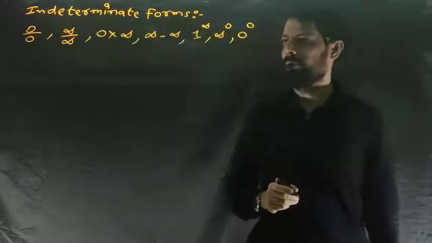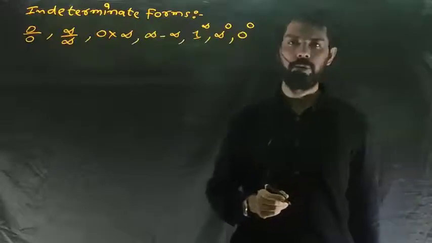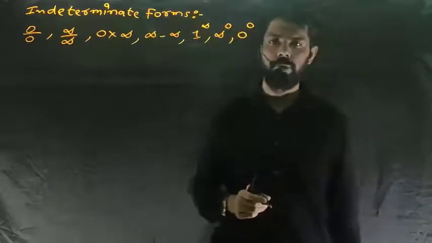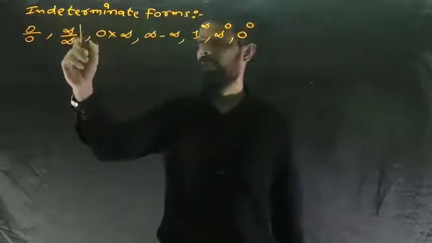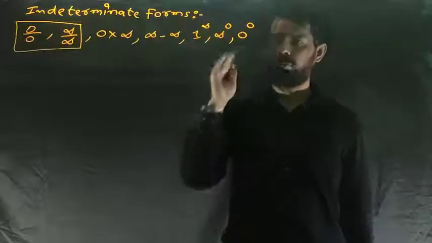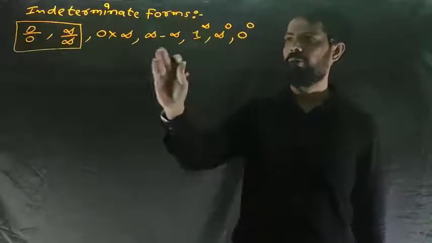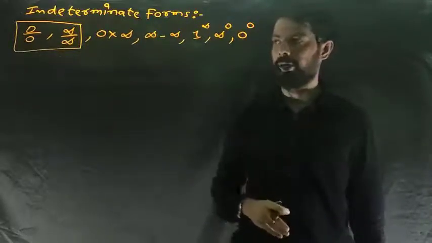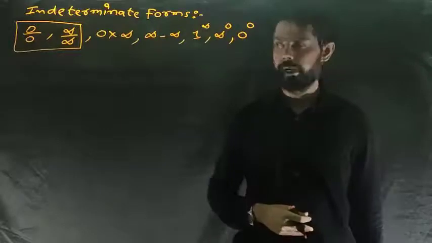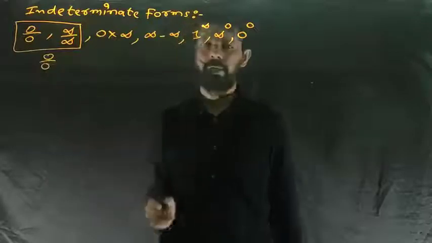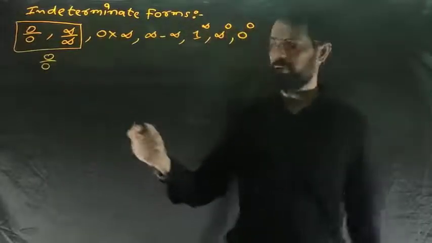These are called indeterminate forms because their value is not determined. To solve these forms, L'Hôpital's Rule is applied, and it is applicable for two forms, that is 0 by 0 and infinite by infinite. Now what about the other forms? For the other forms, we will have to convert them into 0 by 0 or infinite by infinite so that L'Hôpital's Rule can be applied. First of all, we will discuss the first form, that is 0 by 0. So let us discuss examples related to that.